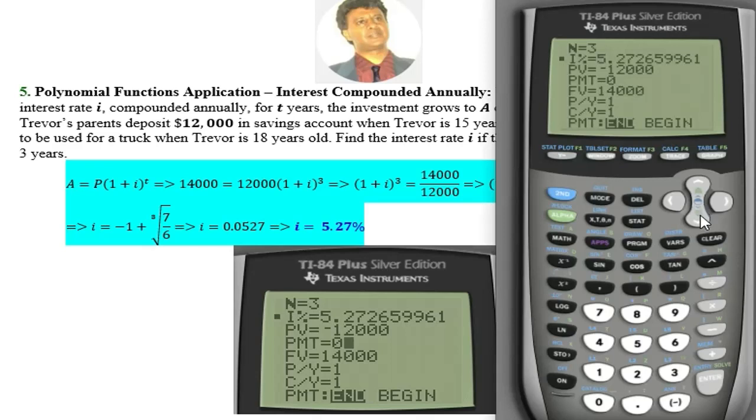And that gives you 5.272659961, which is 5.27%.